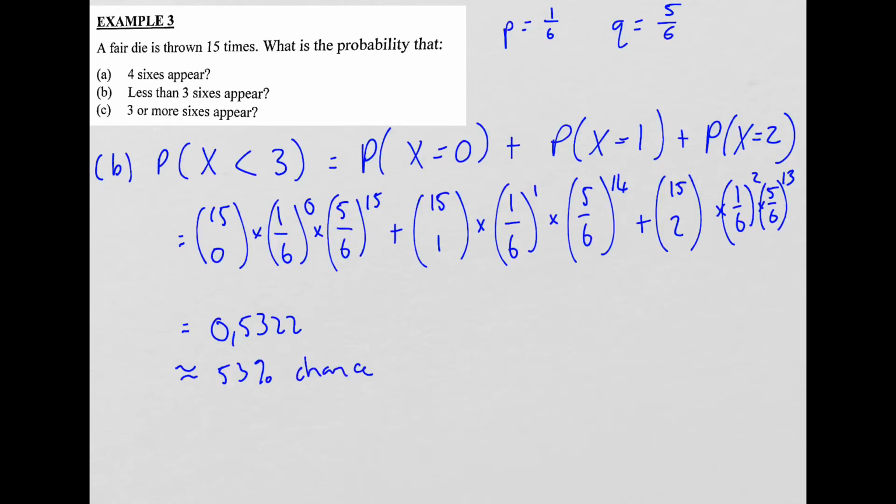Okay, and remember, just interpret your answer. It's a 53% chance that less than 3 6s will appear. In other words, either no 6s, 1 6, or 2 6s out of the 15 trials.